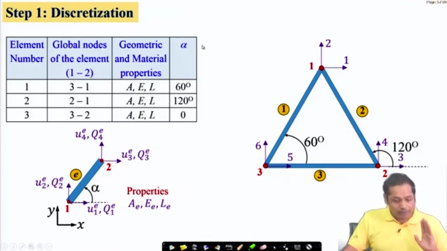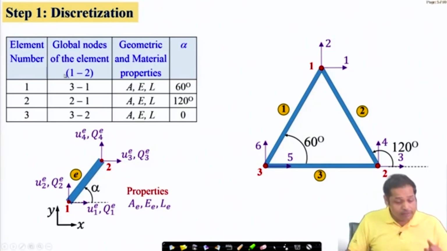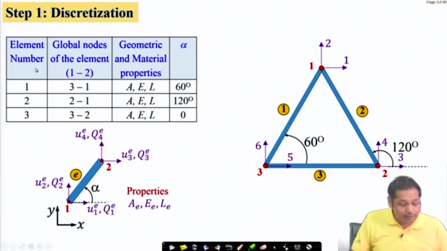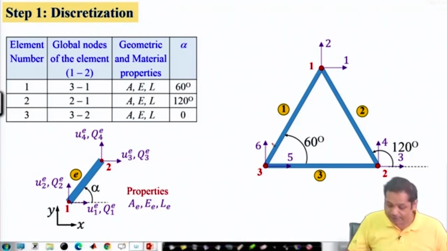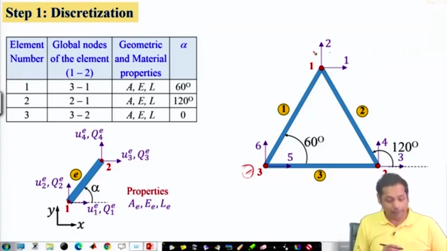So what information do we have about this element? Just now I was saying that connectivity, how you define the connectivity, is important. Now you see this table gives you the information about the nodes and the connectivity, how the elements are connected between nodes. So element number 1 is connected between node number 3 and node number 1. So this is our first node for element number 1, and this is our second node for element number 1.